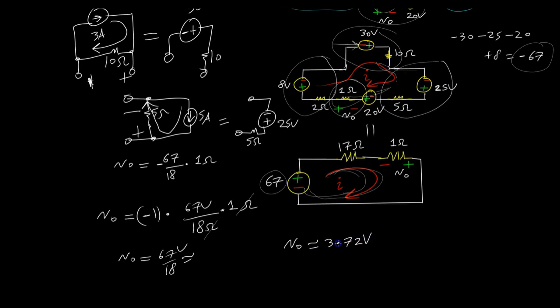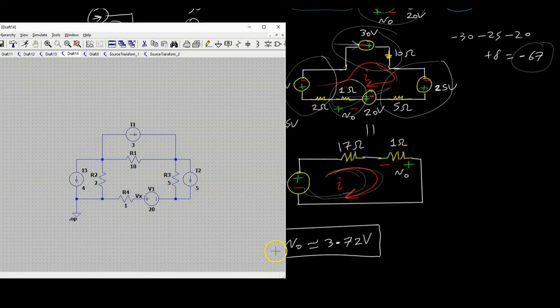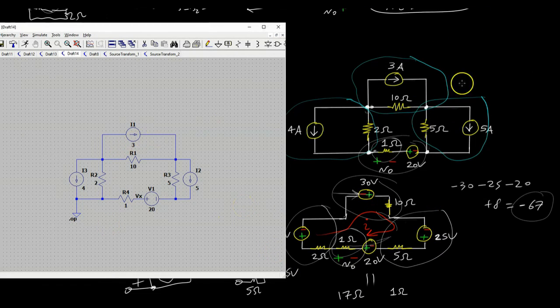So V out is roughly 3.72 volts. Now let's go ahead and use LTSpice to verify this result. So here's the original circuit. Let's go up here and compare side by side. You can see that everything's the same, but the ground I've selected to be here. That is not a problem. With the ground put at this node, then this node is ground, and so Vx is going to tell us the voltage drop across the 1 ohm resistor.